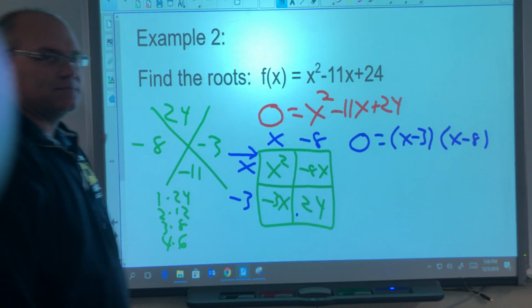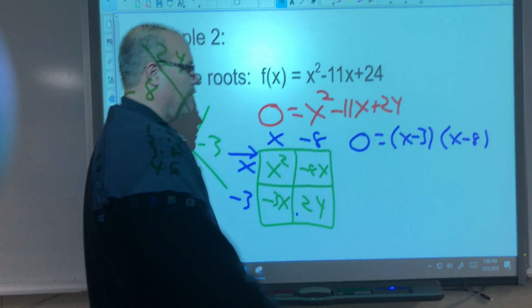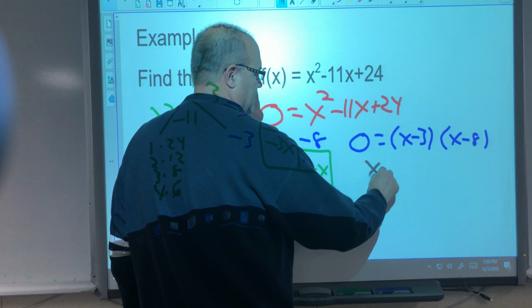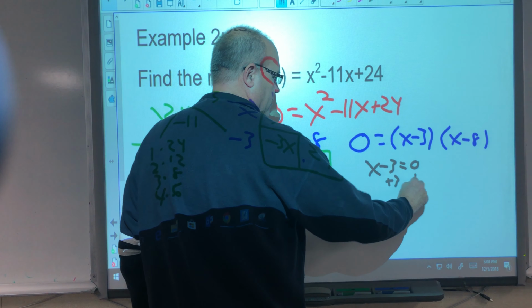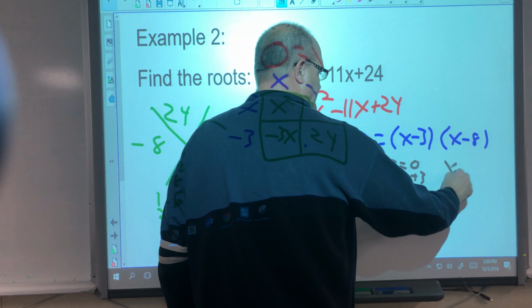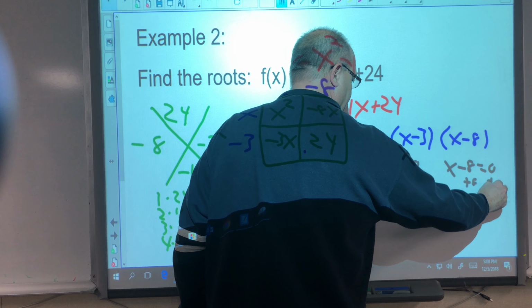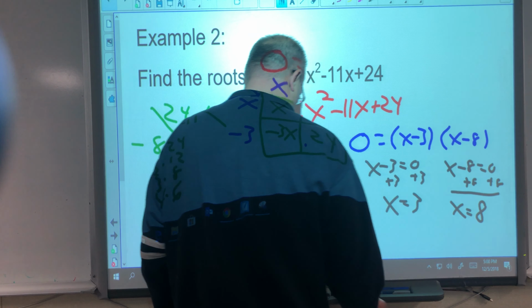Factored form now. So now we can apply the zero product property, and we're going to set each factor equal to 0. So we say x minus 3 equals 0. Add 3 to both sides, and you get x equals 3. x minus 8 equals 0. We add 8 to both sides, and so we get x equals 8.